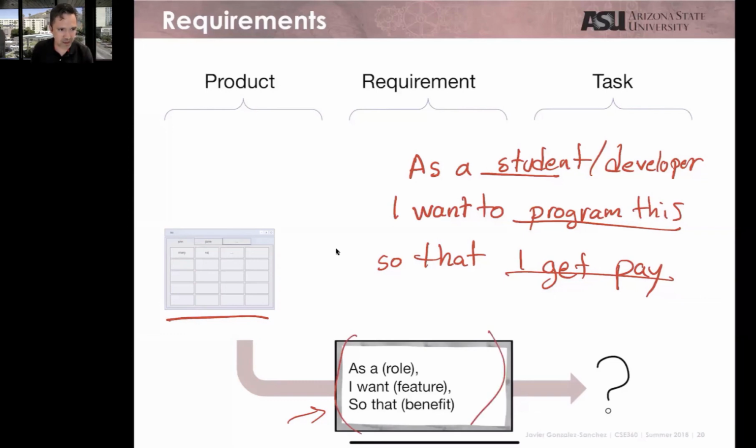You are doing a game: as a player, I want to. You are doing MySU, you are doing Canvas: as a student, I want to. As a professor, I want to. As a staff member, I want to. You are thinking about the user of that software, what the user wants, not what you need in order to get a grade or a payment. Remember that one.